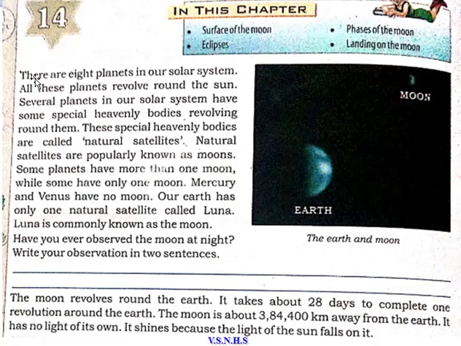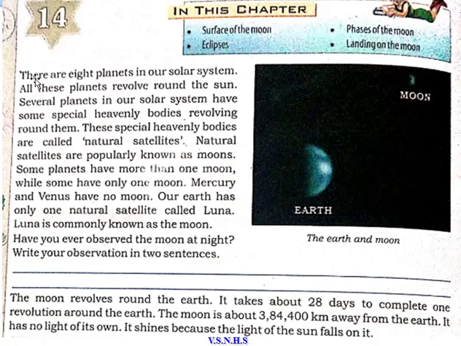Next, the moon revolves around the Earth, and it takes about 28 days to complete one revolution around the Earth. So for one revolution, that is to complete its path, it takes 28 days, and our Earth takes 365 days to revolve around the Sun. The moon is about 3,84,400 km away from the Earth.